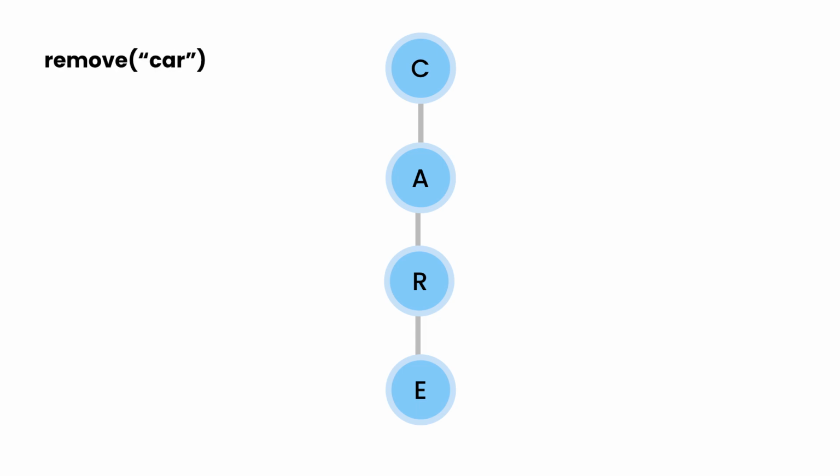We start from the root, and using recursion, we do a post-order traversal in this tree. So we go all the way down until we find the last node for the last letter of this word. That is the R. Now, in this case, we cannot physically remove the R because otherwise we'd end up removing the word care as well. So we simply remove the end of the word marker from this node, and we're done with the deletion.